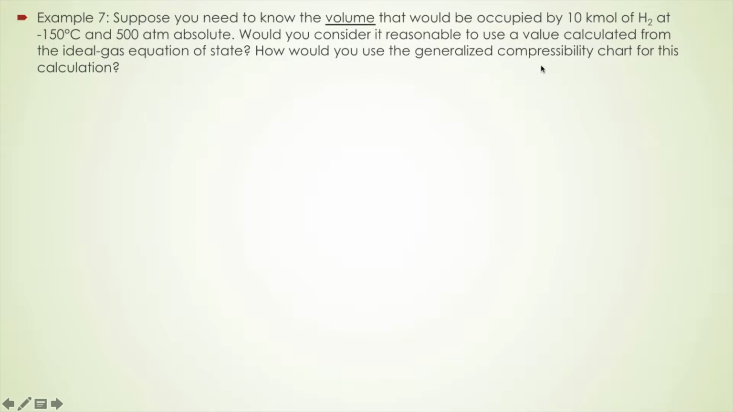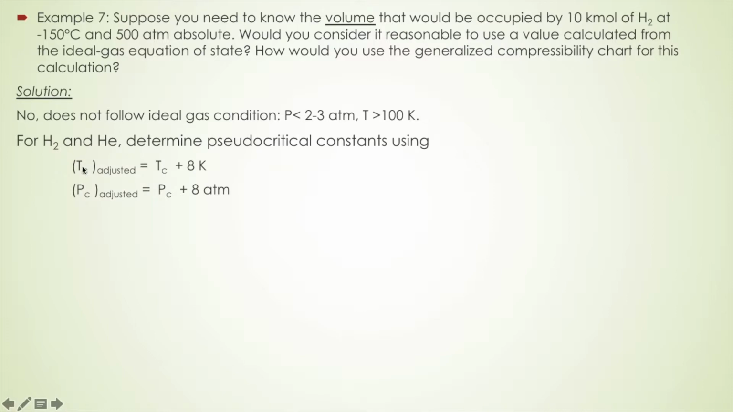How would you use the generalized compressibility chart for this calculation? Well, first of all, we have to calculate the reduced temperature and reduced pressure. Use the given temperature and pressure, because we talk about the exception species being hydrogen and helium, and hydrogen is given right here. And we have to use the adjusted pseudo-critical constants.